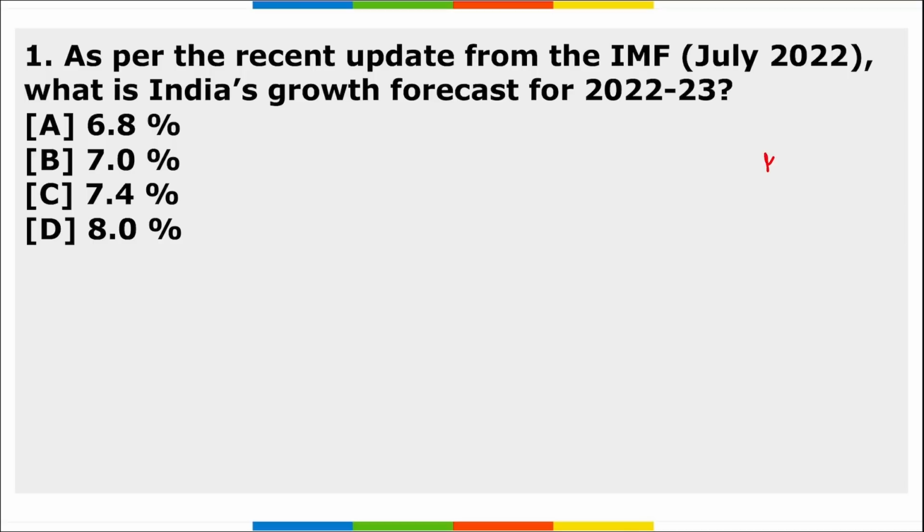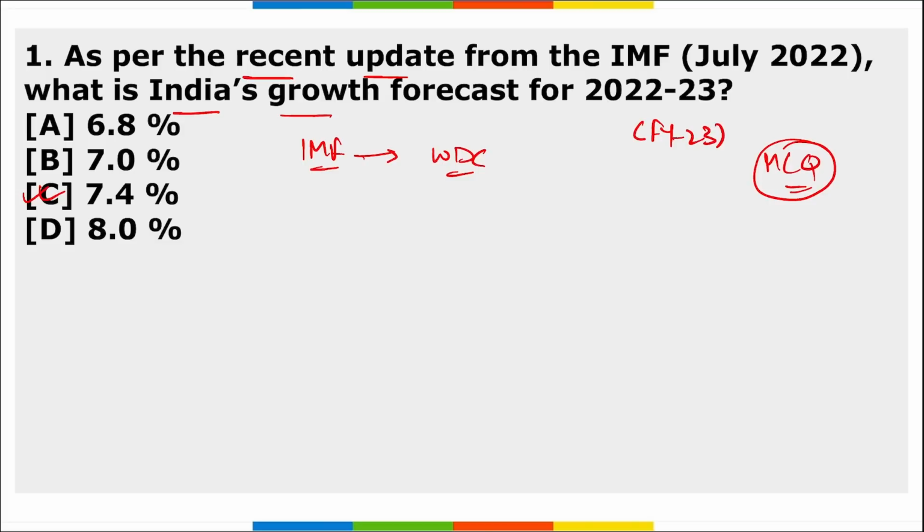Moving on to the MCQs first friends. First we'll do some MCQs, then we'll be moving on to the news part. The first question is, as per the recent update from the IMF, that is the International Monetary Fund, headquartered at Washington DC, what is India's growth forecast for 22-23? So India is expected to grow by 7.4% in 22-23, that is fiscal year 23.